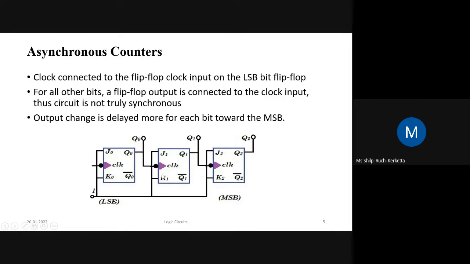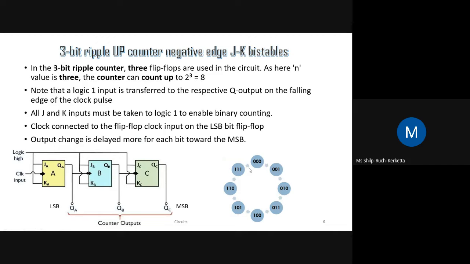So you just have to make a JK flip flop. You remember the JK flip flop has a clock, J and K inputs, and Q and Q bar outputs. The first clock is there, and the output goes to the second clock. This will be the least significant bit, then 2 to the power 1, and then 2 to the power 2. And the J and K inputs are all connected to 1, so this is the circuit. I will tell you why they are connected to 1. Here we have a 3-bit up counter with negative edge triggered JK bistable.